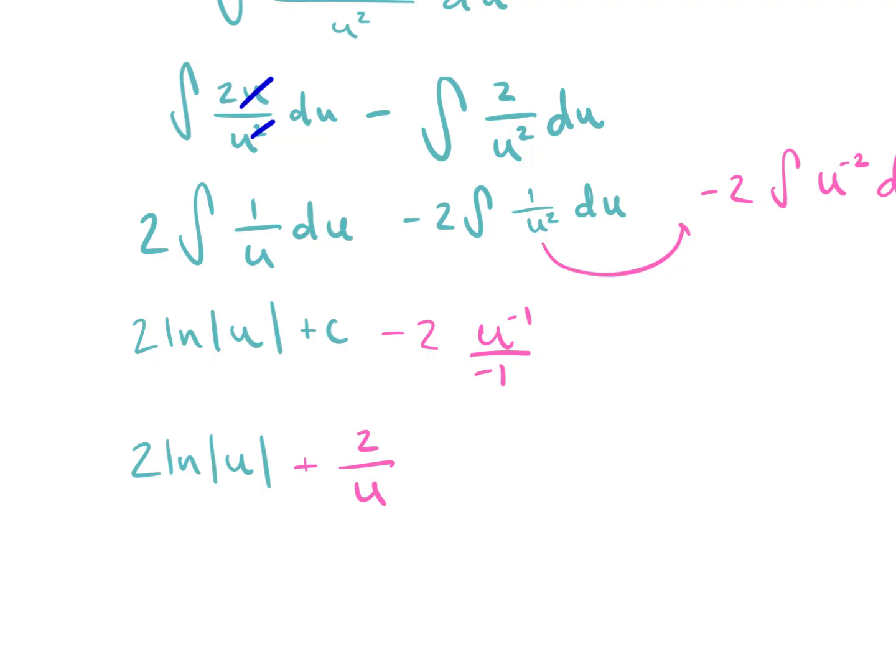So I divided -2 by -1 and just moved the u to the denominator since it had a negative exponent. What do you think the last step we have to do is?